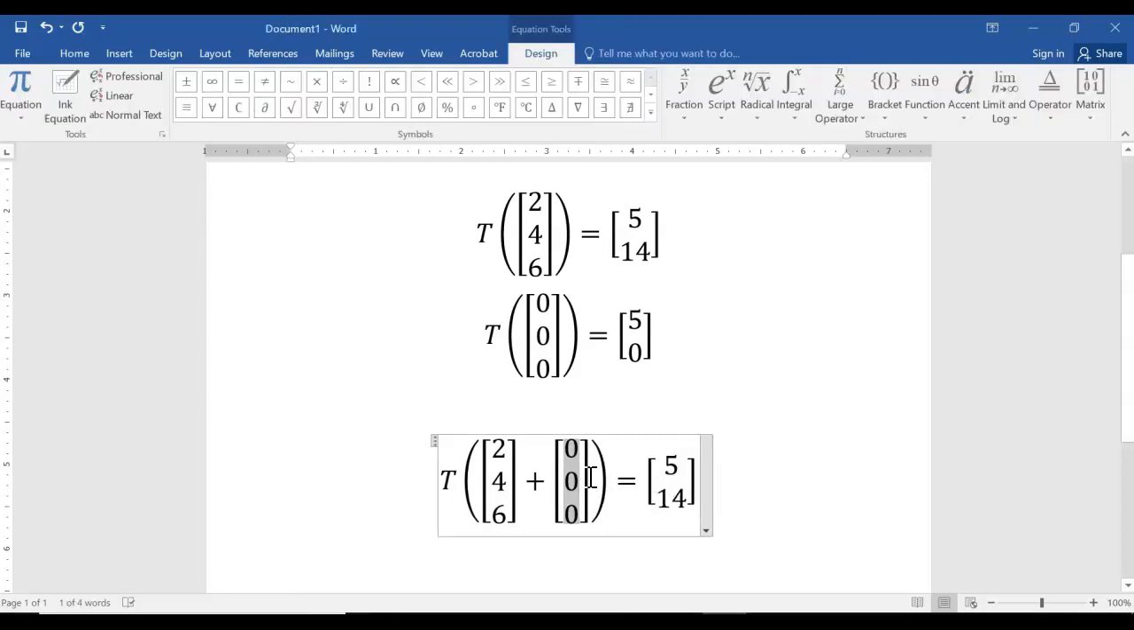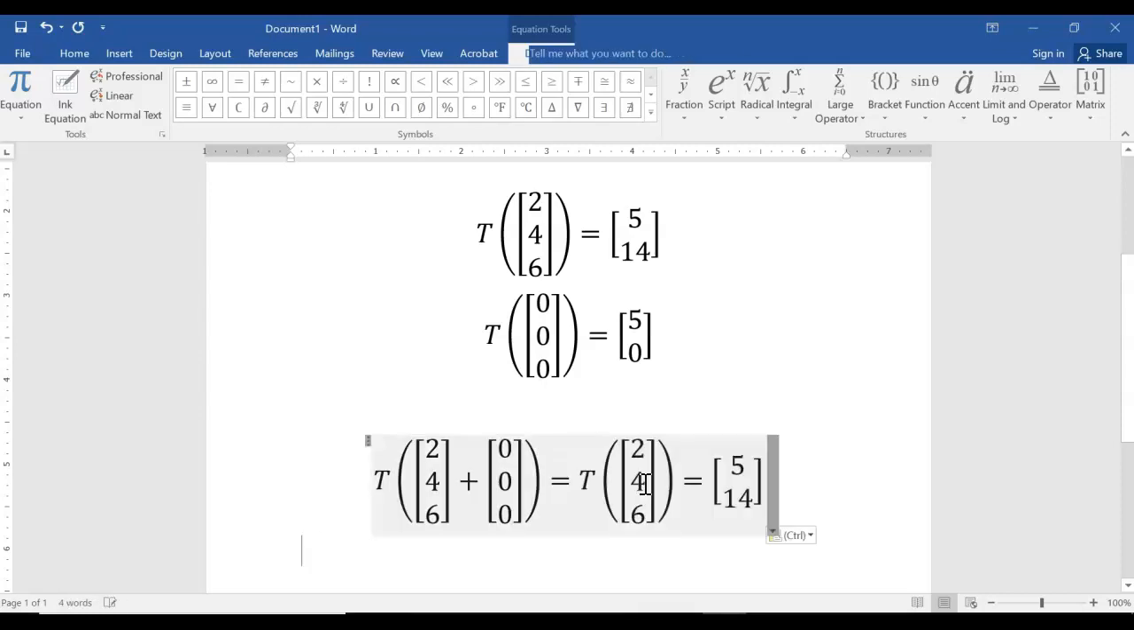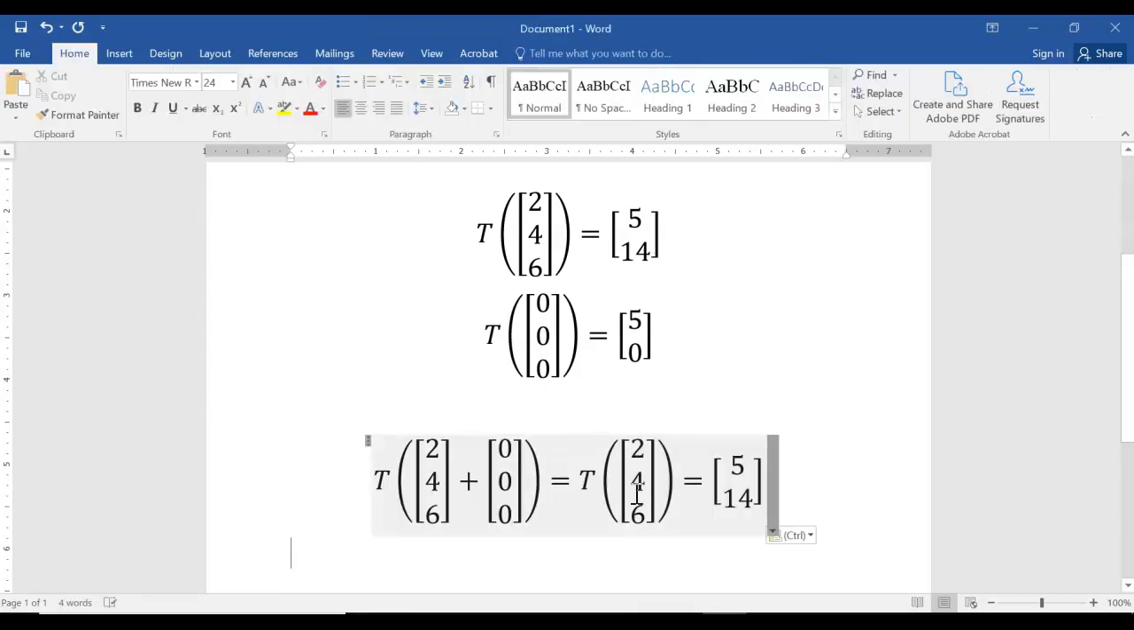So you add these two vectors before you apply the transformation. If I add them first, you're just going to get, well, what we had before. You're going to end up with 2, 4, 6. Again, I'm adding these and then applying the transformation, which we know is 514.